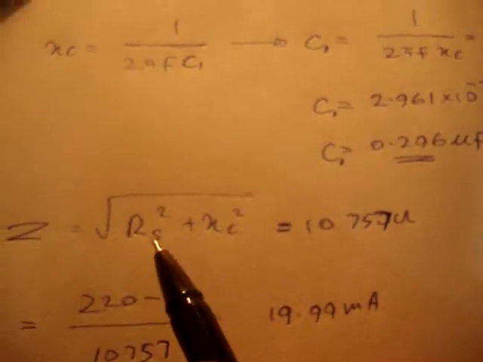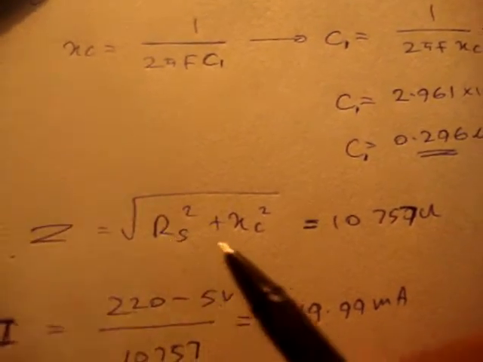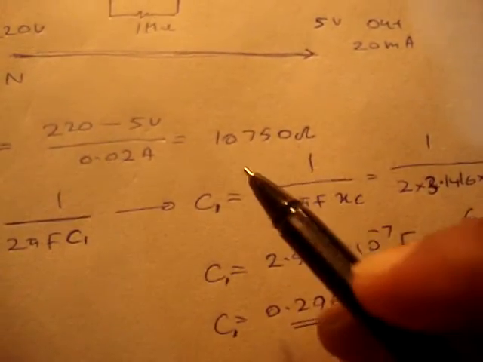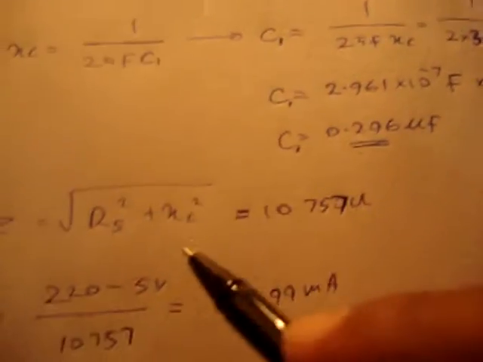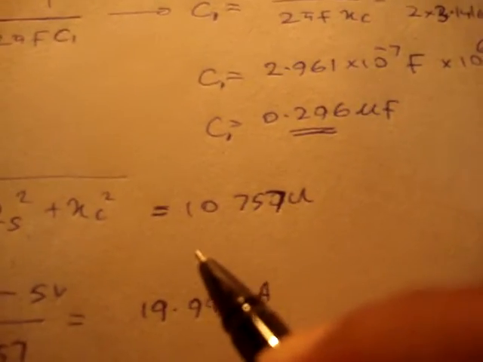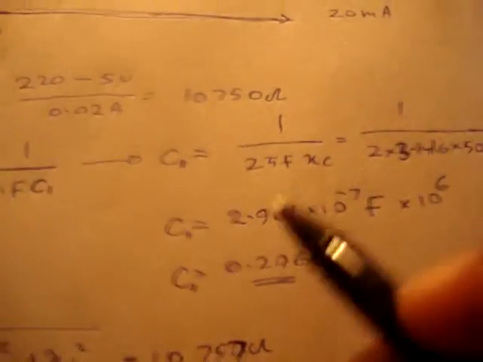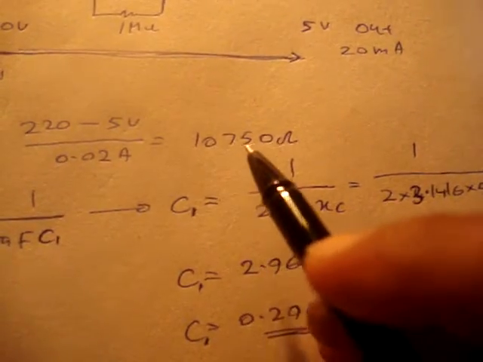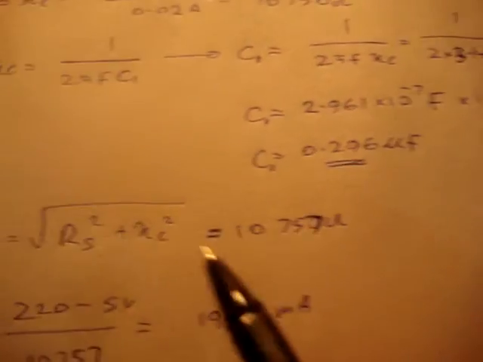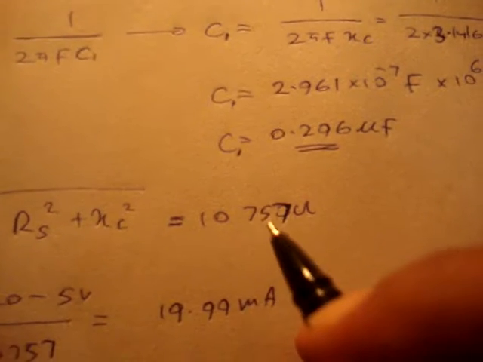Then the RS value is 280 ohms, and the XC value is this 10,750 ohms. After simplifying the equation, we get 10,757 ohms. Before, we got the value 10,750, and with the series resistor, afterwards we get 10,757.